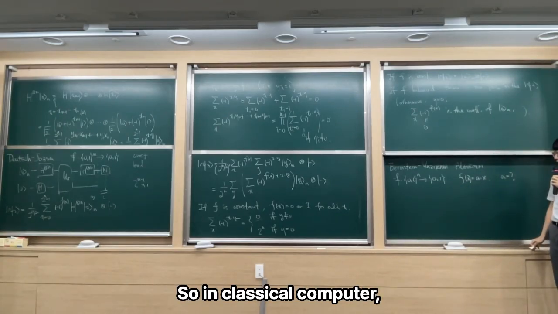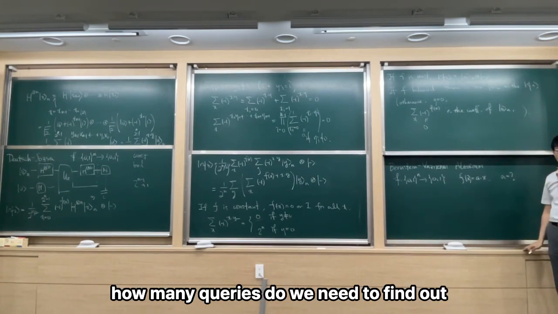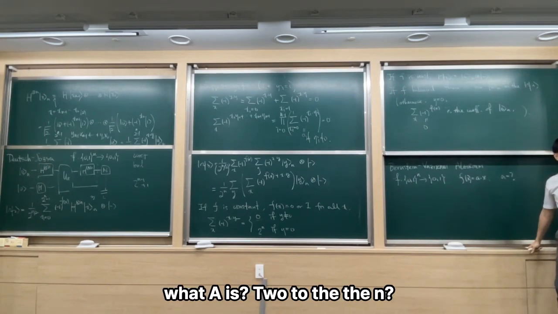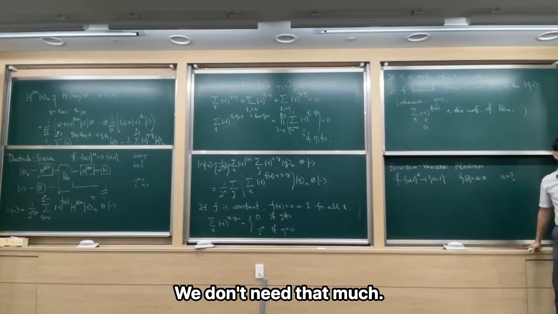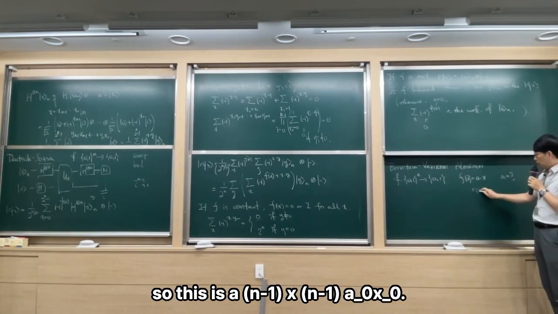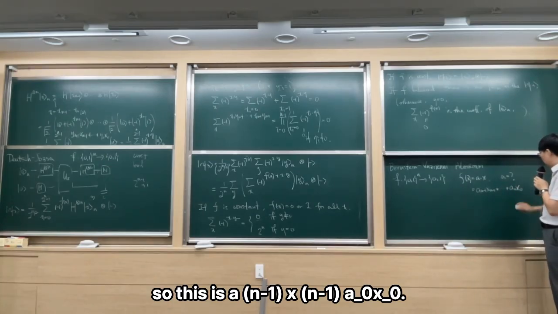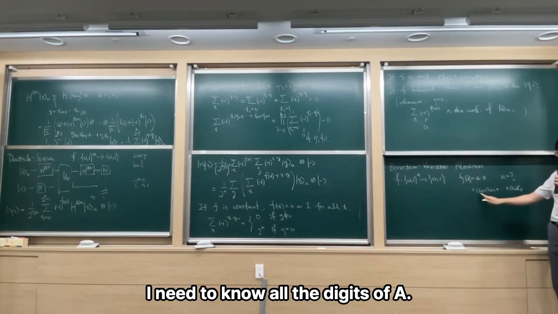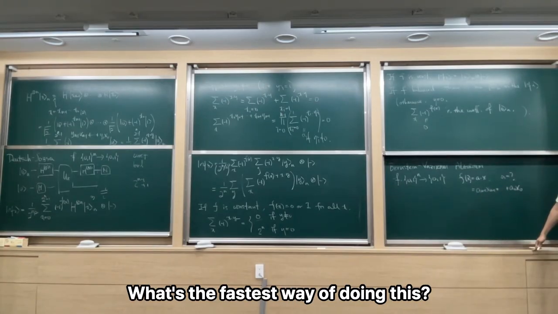In a classical computer or classical situation, how many queries do we need to find out what a is? 2 to the n? We don't need that much. So again, this is a_{n-1} x_{n-1}, ... a_0 x_0. I need to know all the digits of a. What's the fastest way of doing this?